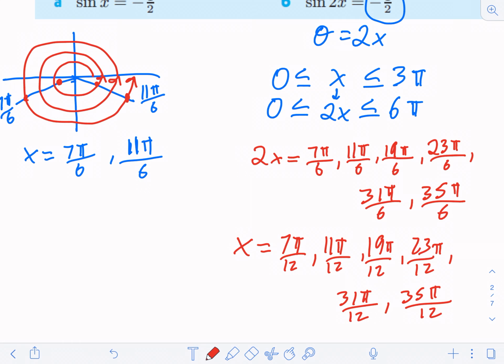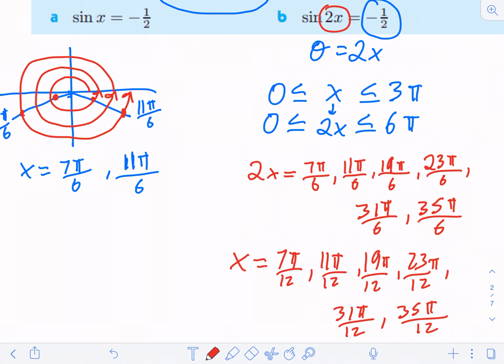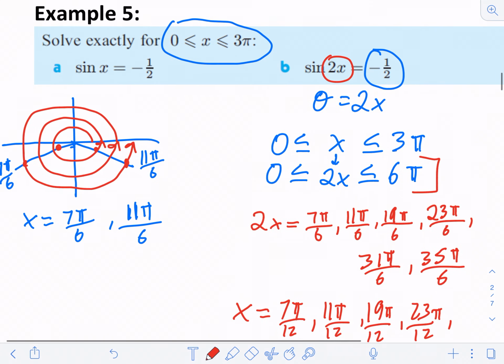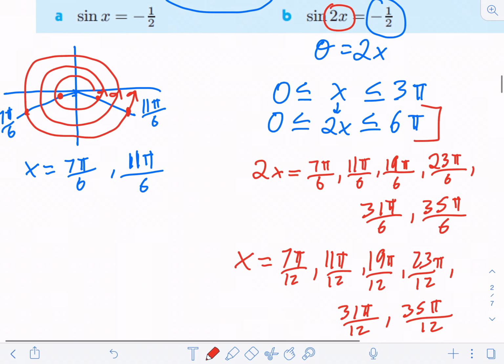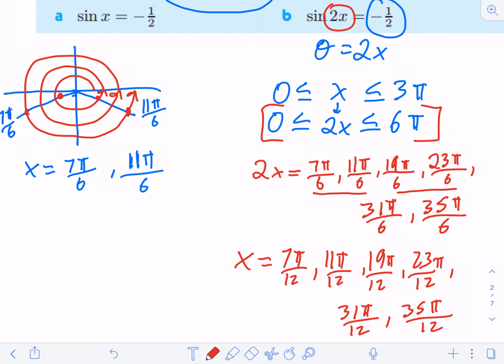So remember what I had to do. If I had a number that was not just single x, it was a 2x, I rewrote the domain of x. Instead of being 0 to 3 pi, I made it 0 to 6 pi because everything got multiplied by 2. And then I found all the radians where the sine of that radian was negative 1/2, and it ended up being from 0 to 2 pi, and then from 2 pi to 4 pi, and then from 4 pi to 6 pi. It was all of those, and then I had to divide each one of them by 2 in order to get my final answers. So that one's a little bit trickier.